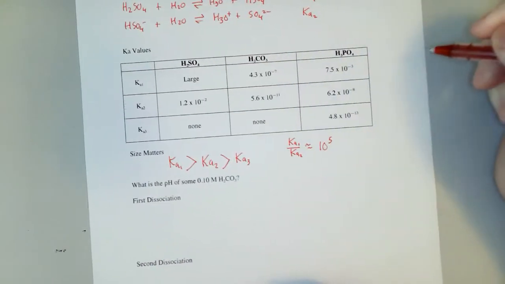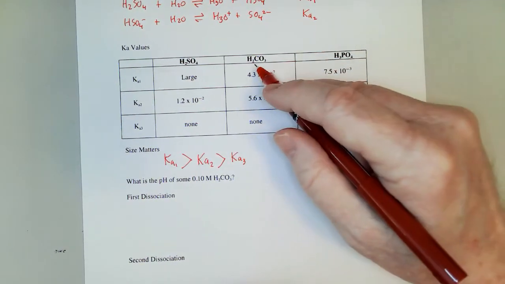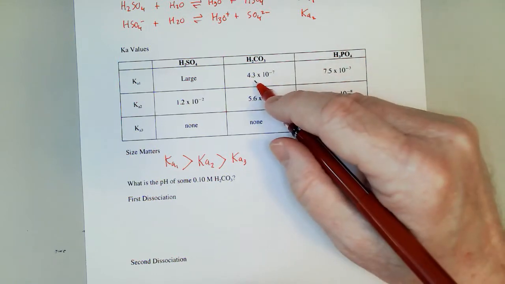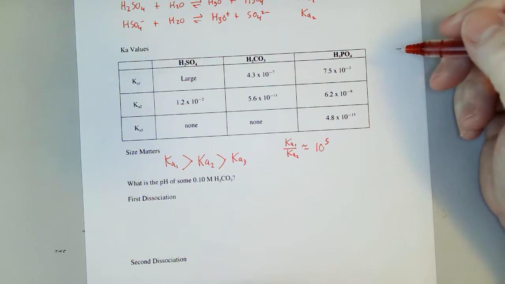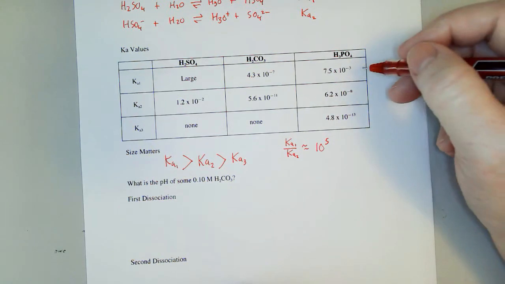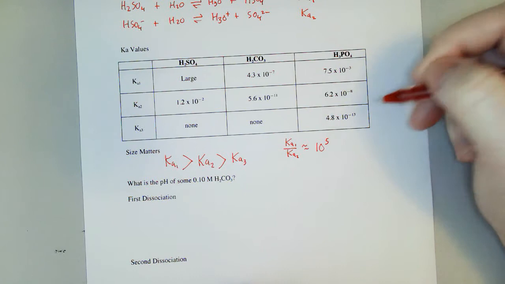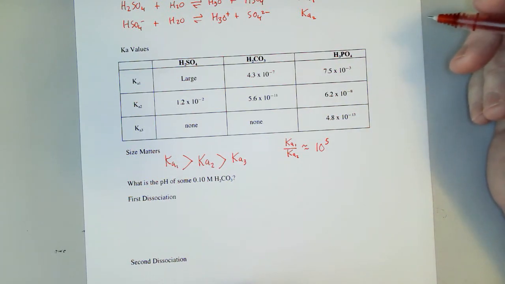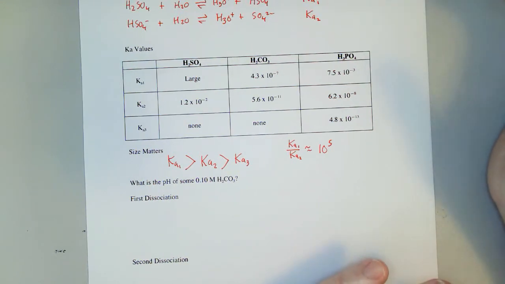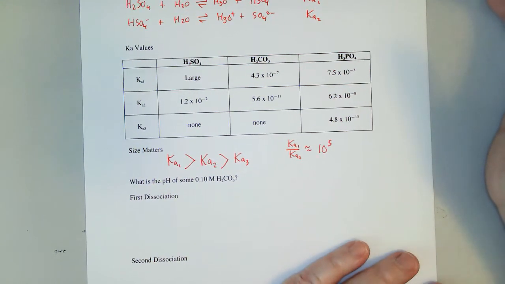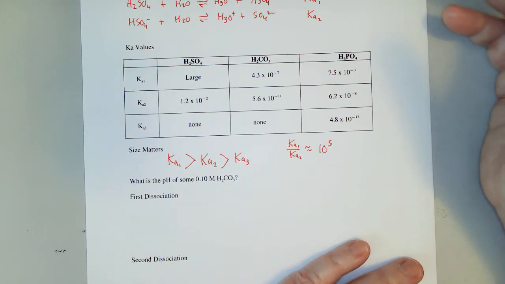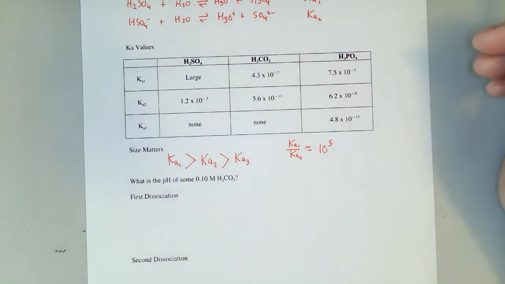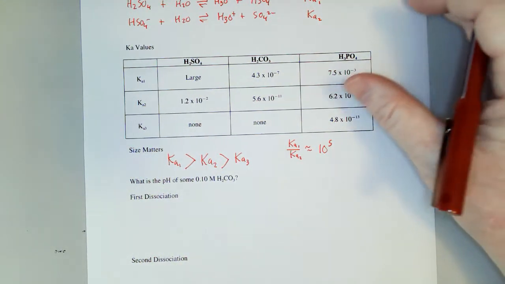Now, I've got some different acids listed here. Carbonic acid, 10 to the negative 7th, 10 to the negative 11th. That actually matches. Difference about 10 to the 5th. Phosphoric acid, 10 to the negative 3rd, 10 to the negative 8th, 10 to the negative 13th. Pretty darn close to that pattern. So each successive dissociation is going to be a little bit weaker. And what that tells us is that sometimes we really only care about the first dissociation.